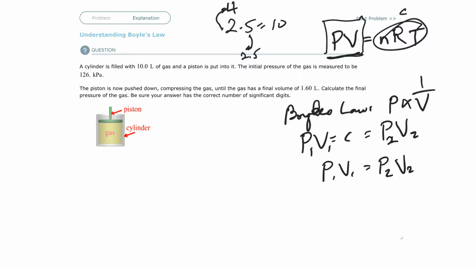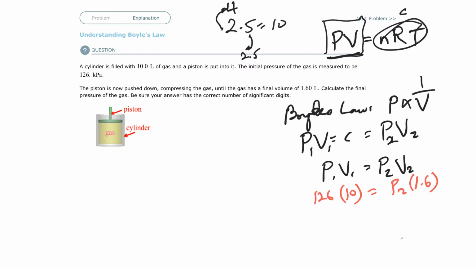It says a cylinder is filled with 10 liters of gas. A liter is a volume, so I have 10 liters of gas, and its pressure is 126 kilopascals. That side is finished. Now they're going to give you a new volume, 1.6 liters. As long as it's liters and liters, it doesn't matter, as long as they're the same. And then you're asked to find the second pressure.